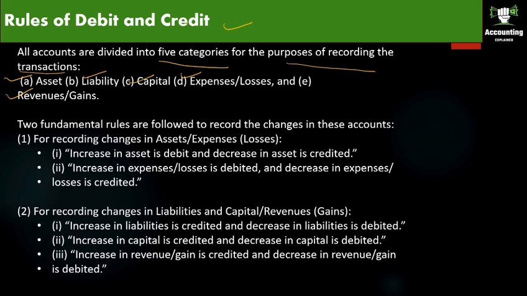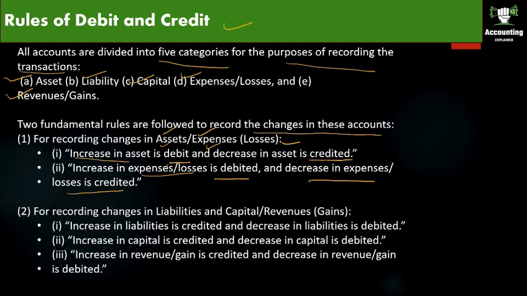The fundamental rules are followed to record the changes in these accounts. So whenever there are changes in these five accounts, we have to record them in our books of accounts. For recording changes in assets or expenses or losses, what is the rule? Increase in asset is debit and decrease in asset is credit. Increase in expenses or loss is debited and decrease in expenses or losses is credited. So increase in asset and increase in expenses are debited. Similarly, decrease in asset and decrease in expenses or losses are credited.